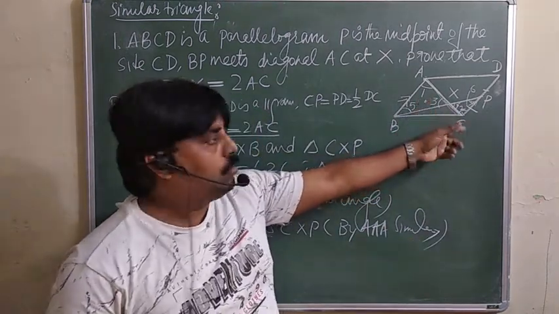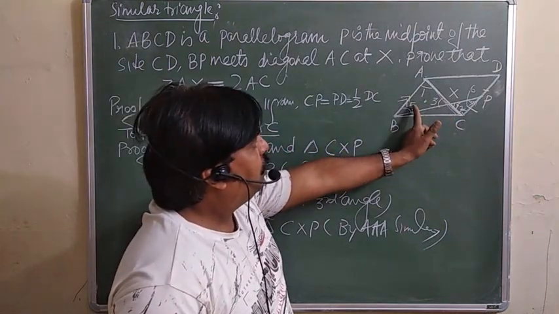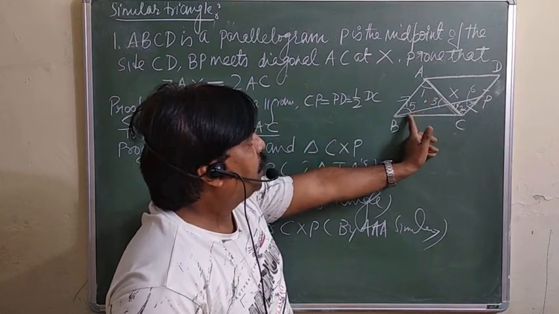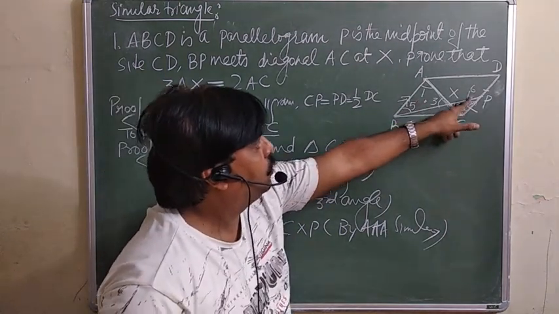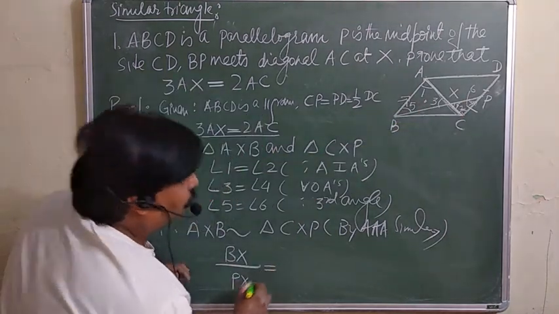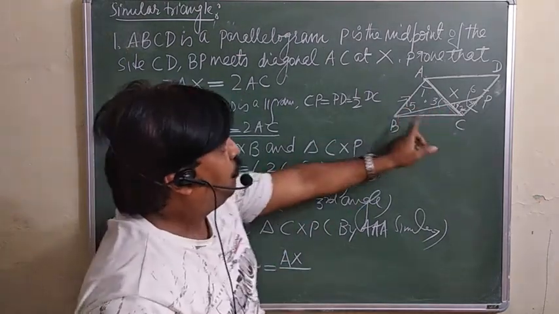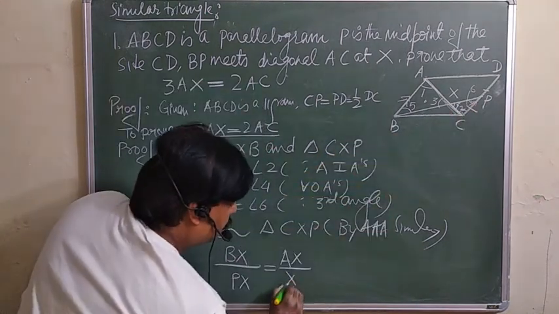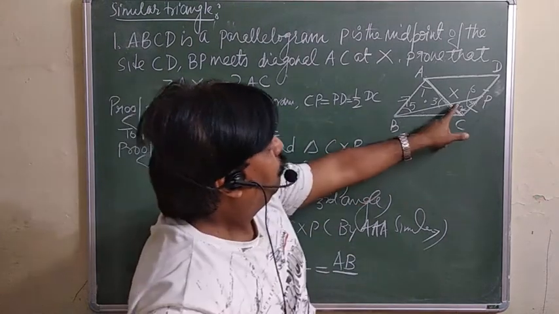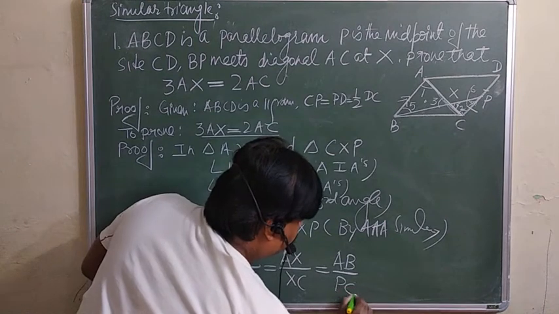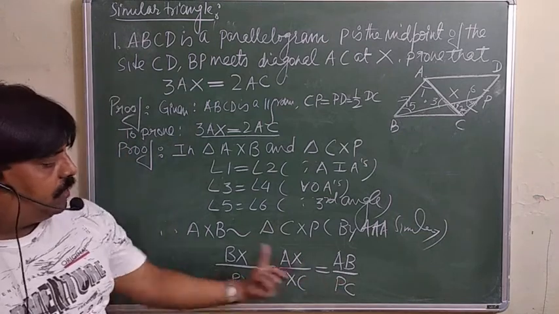Now these two are similar. You can take the ratio of their corresponding sides, because keep your eyes on what exactly we want. So taking angle 1, the opposite side is BX over, angle 1 is equal to angle 2, opposite side is PX, equals angle 5, opposite side is AX over angle 6, opposite side is XC, equals angle 3, opposite side is AB over angle 4, opposite side is PC. If two triangles are similar, then the ratios of the corresponding sides are always equal.